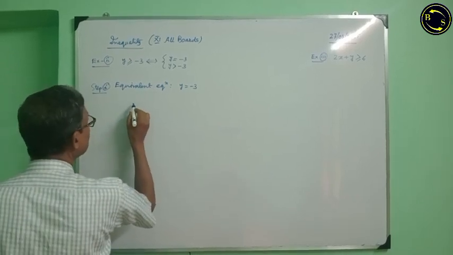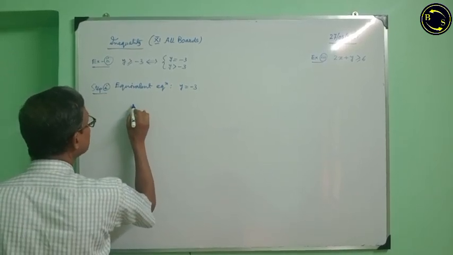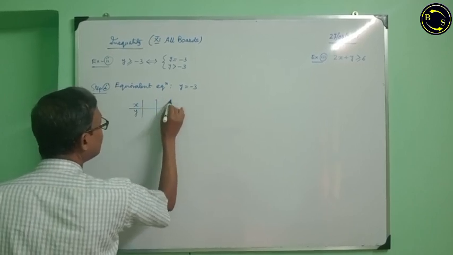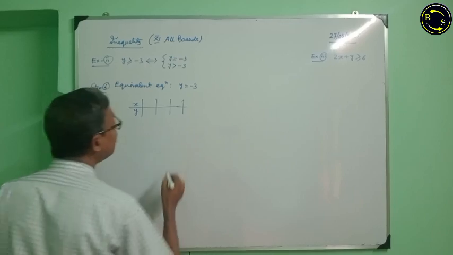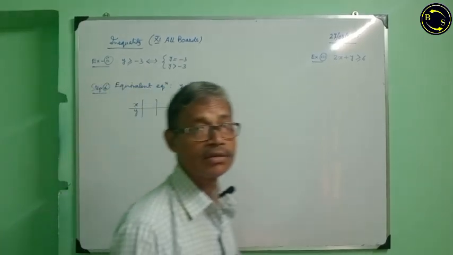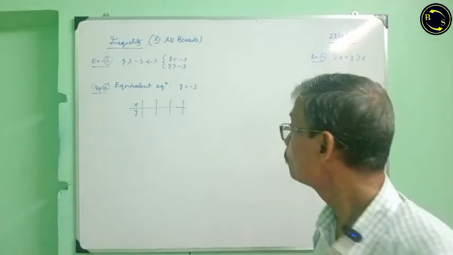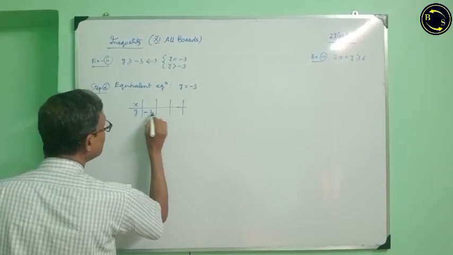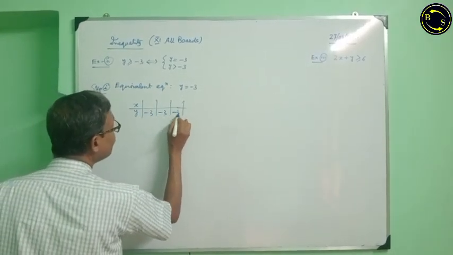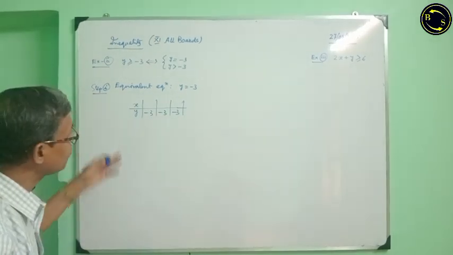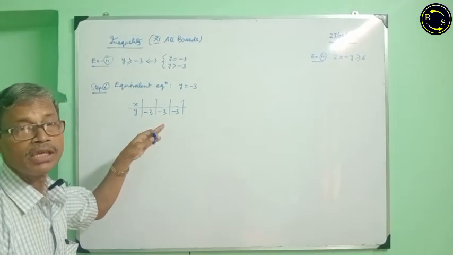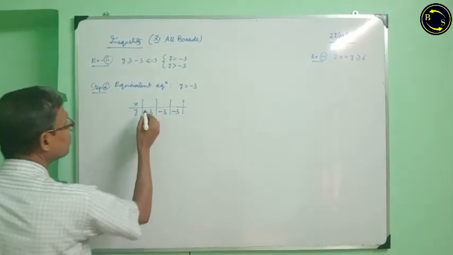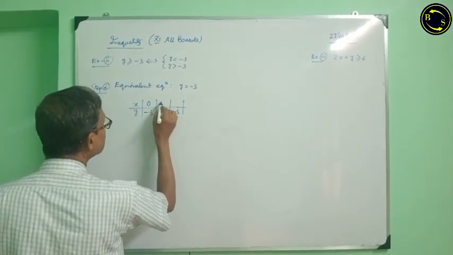For that we draw or make the table like this. We suggest to take at least 3 points. That is why I have taken y equal to minus 3. Therefore, in place of y, there will be only minus 3. And since x is absent, therefore we take suitable value for x.